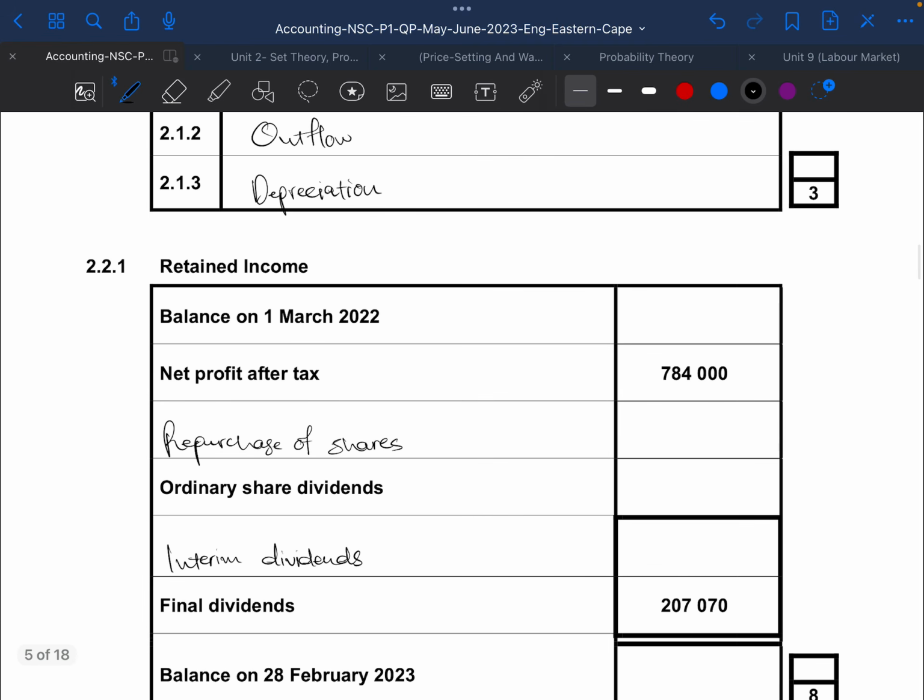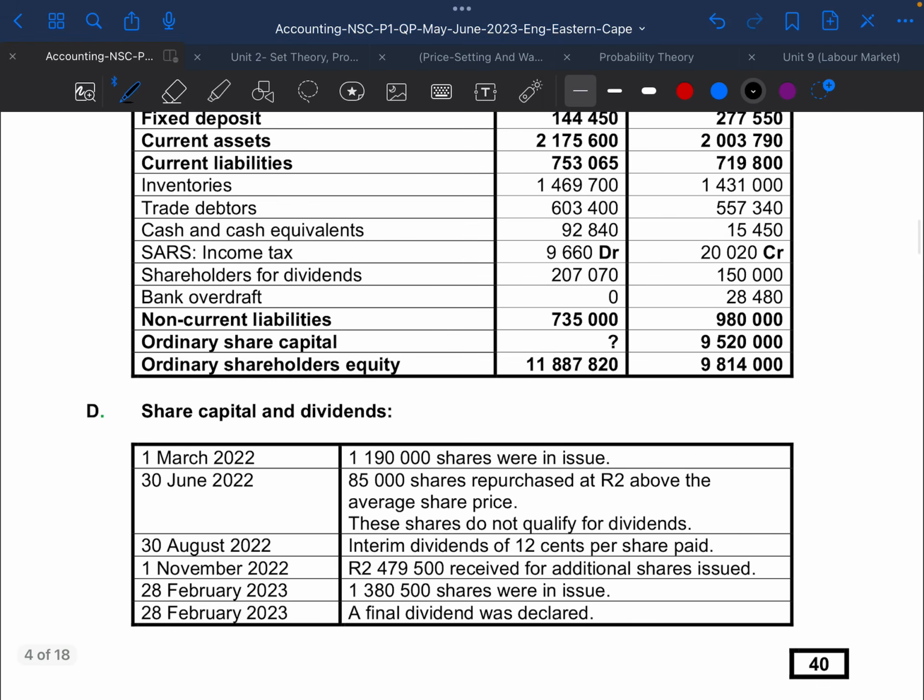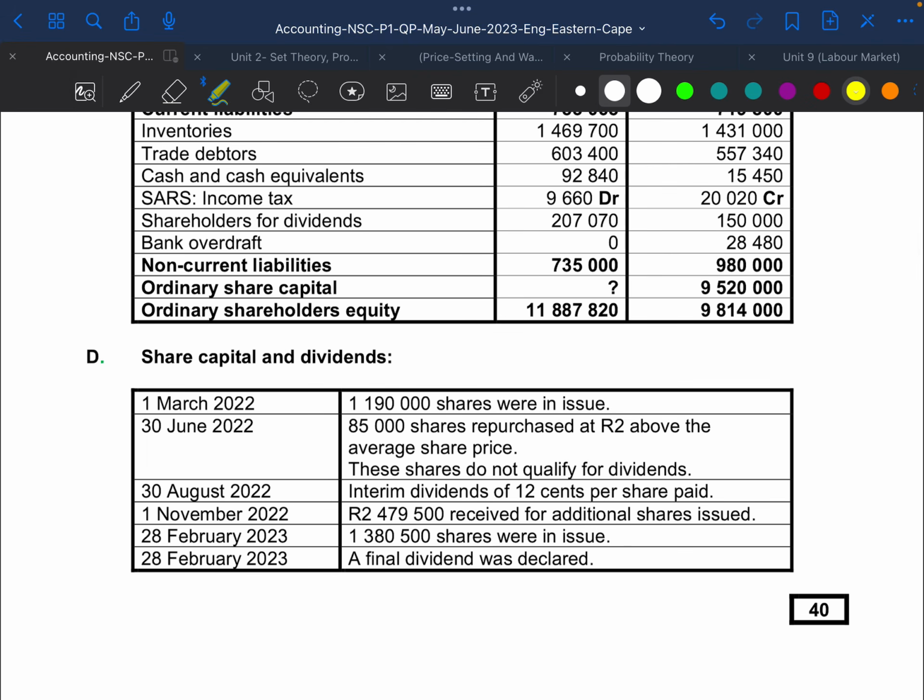Okay, so we're going to start with the repurchase of shares. So repurchasing of shares, we're going to get our information here on information D, which says share capital and dividends. On the 1st of March 2022, 1,190,000 shares were in issue. Then on the 30th of June 2022, 85,000 shares were repurchased at 2 rands above the average share price. These shares do not qualify for dividends, so this is quite easy.